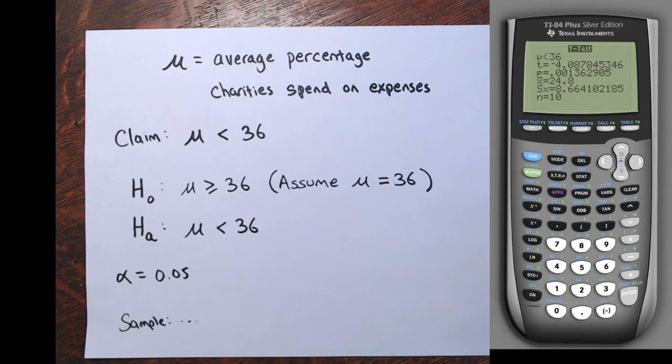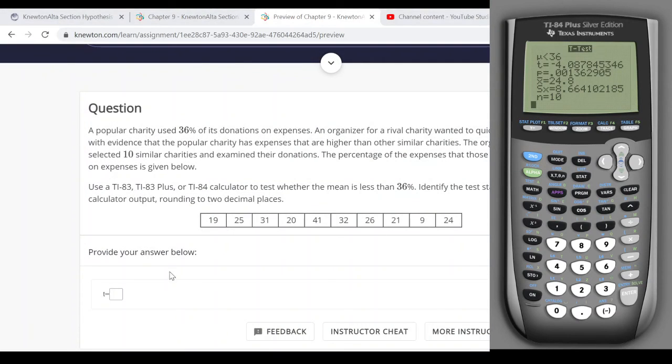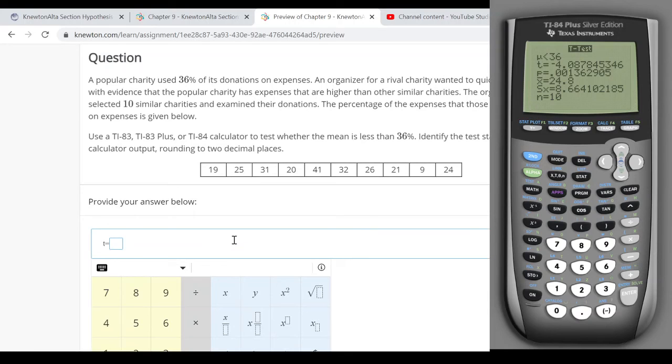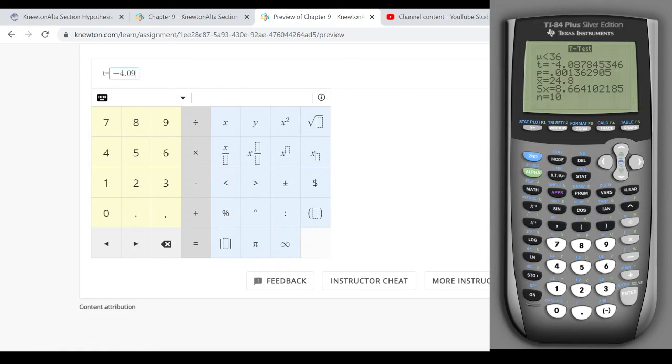All right, so going back to the website, back to the problem, they want the t-score. What's the test statistic to 2 decimal places? Well, according to this, that'd be negative 4.087, so negative 4.09 if I rounded to 2 decimal places. So negative 4.09. All right, that's the first thing they asked for.